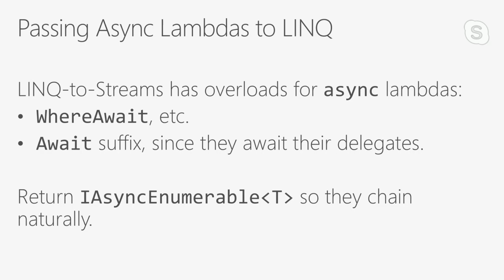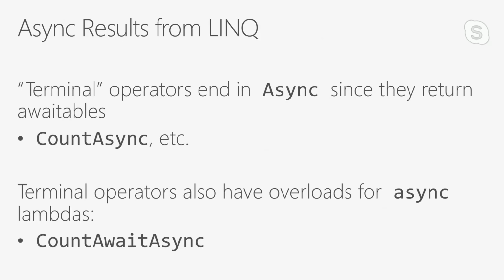There's another way to do asynchrony in LINQ, and that is with what I call terminal operators. So these are operators that return a value. They don't return an enumerable. So things like count up all the members in this enumerable. These terminal operators end in Async because they return awaitable. So these are things that you should await directly, not await foreach, but await directly. So CountAsync, for example.